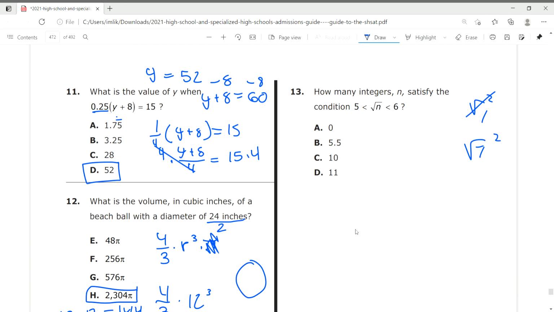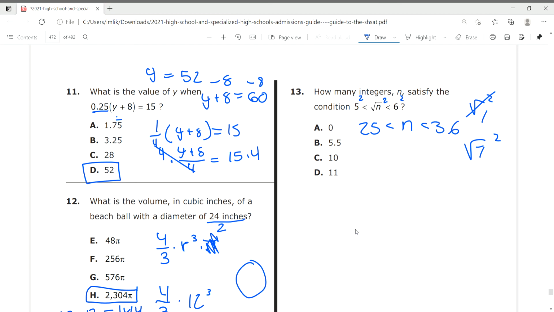So we can do the same thing here. In order to get n by itself, we can just square it. But remember, we're in an inequality, so whatever we do to one side, we have to do to all the other sides. So we also have to square this, we also have to square this. So we're left with 25 is less than n, which is less than 36.